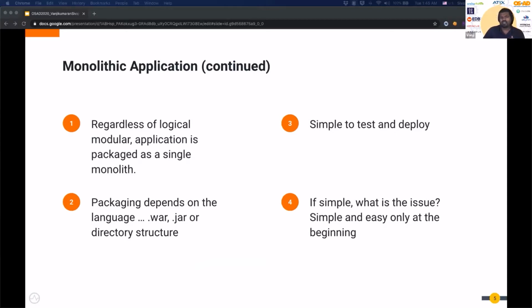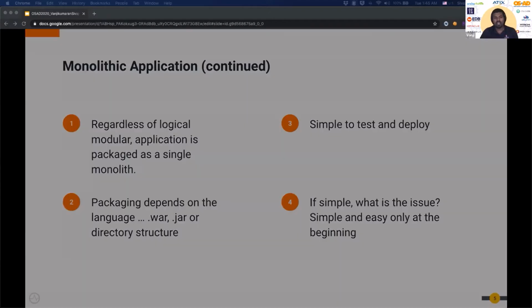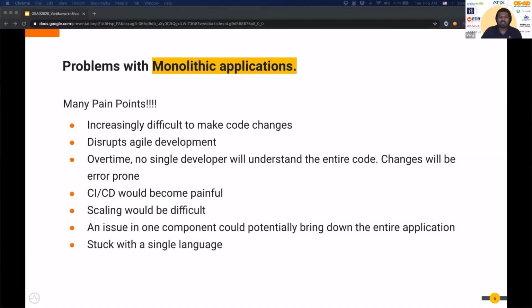It may be simple to test and deploy, and if it is simple, what's the issue, right? Why are we so worried about monolithic applications? Simple and easy only at the beginning. As the application grows and we add more and more functionalities, there will be lots of drawbacks and pain points. One of them is that it is increasingly difficult to maintain the code changes, and it disrupts agile development. Over time, no single developer will understand the entire code. Changes will be error prone.